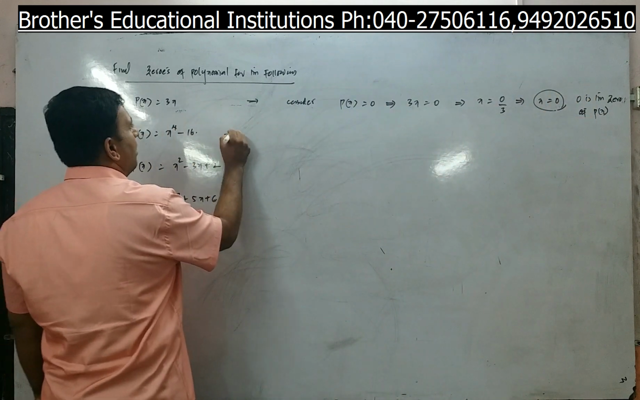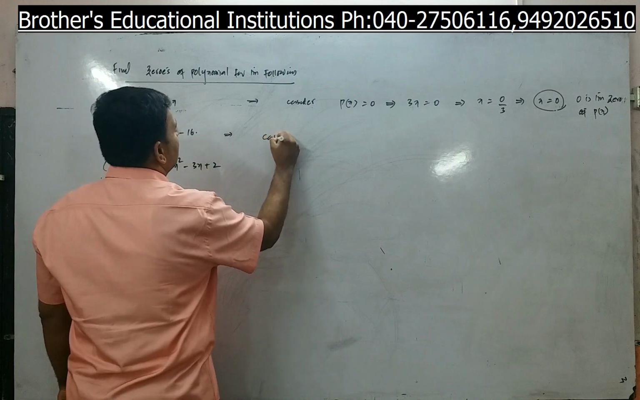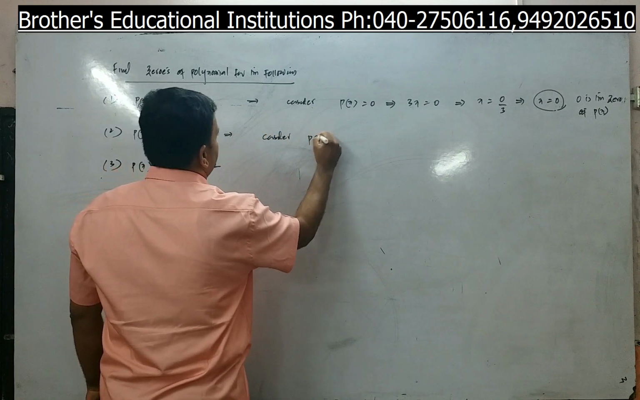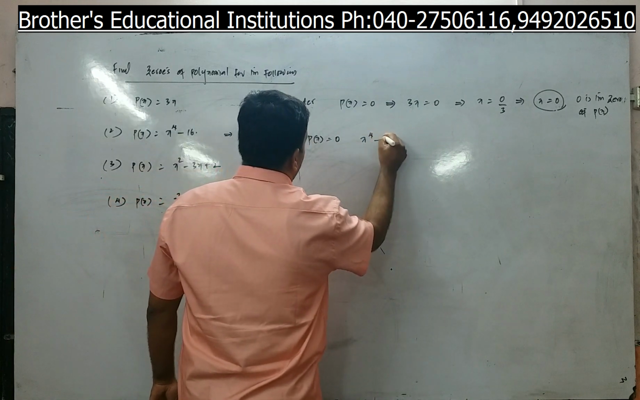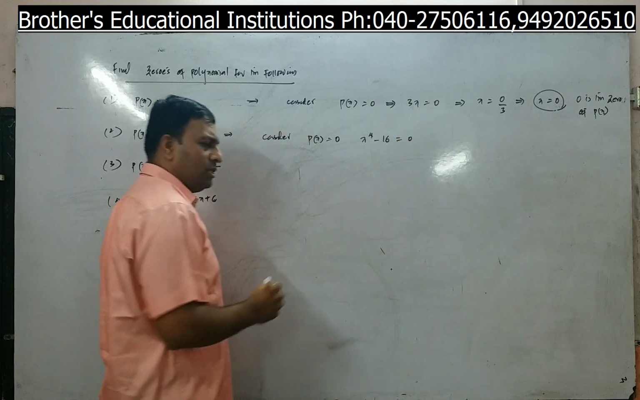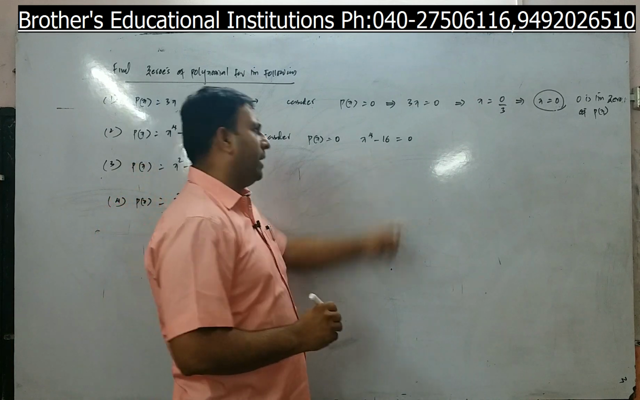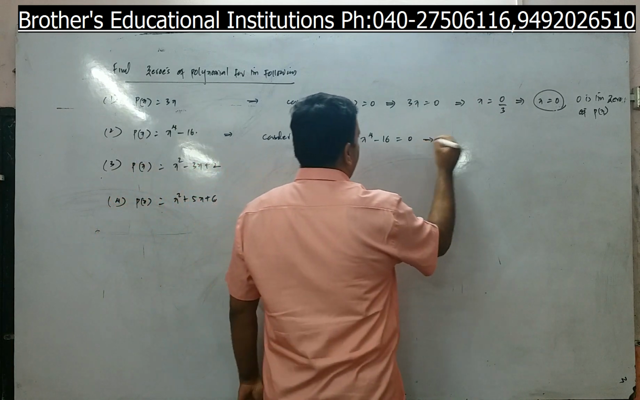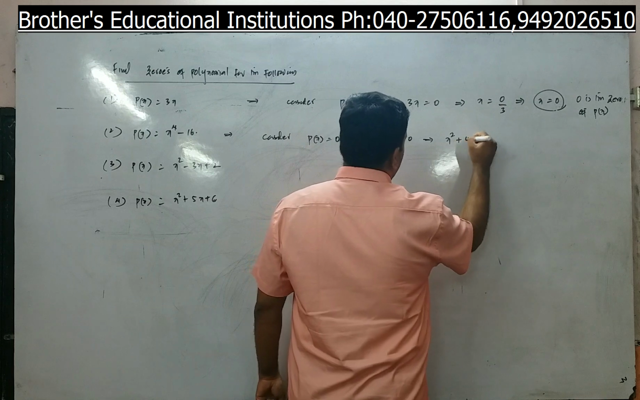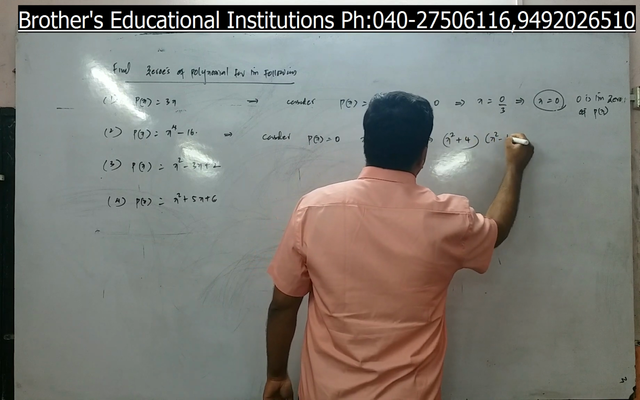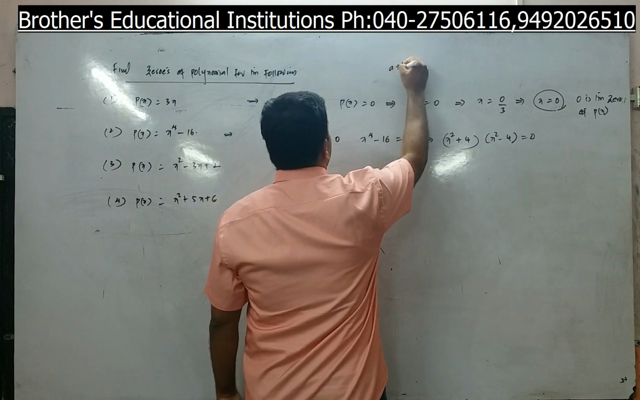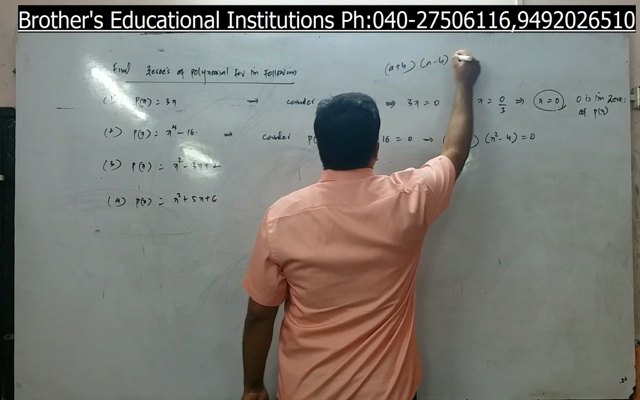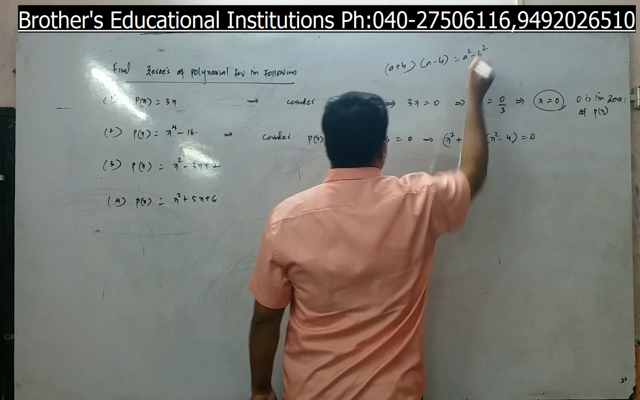Now we will take this example. Again I will consider P of x is equal to 0. What is P of x is equal to 0 means? X to the power of 4 minus 16 is equal to 0 means I can factorize this. It is x square plus 4 into x square minus 4 is equal to 0. Is it not? You have a formula. A plus b into a minus b is equal to a square minus b square.